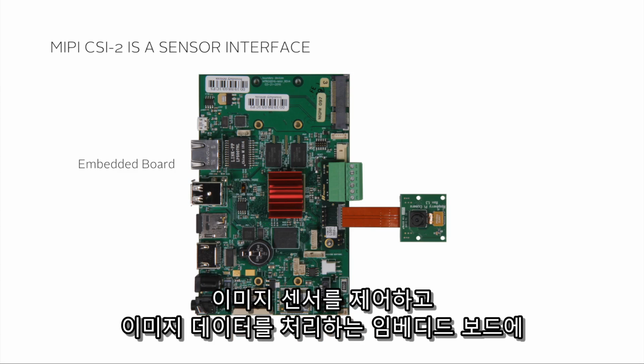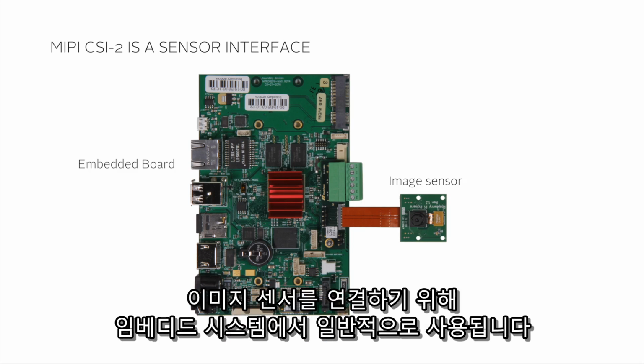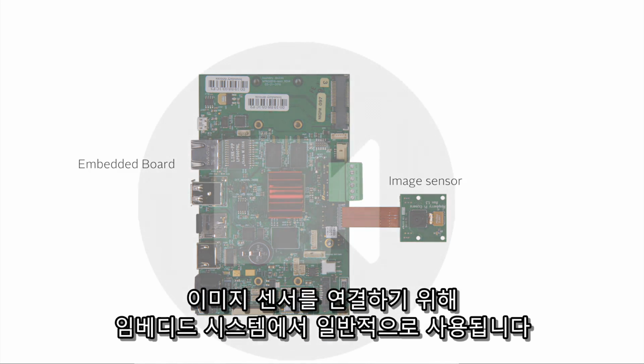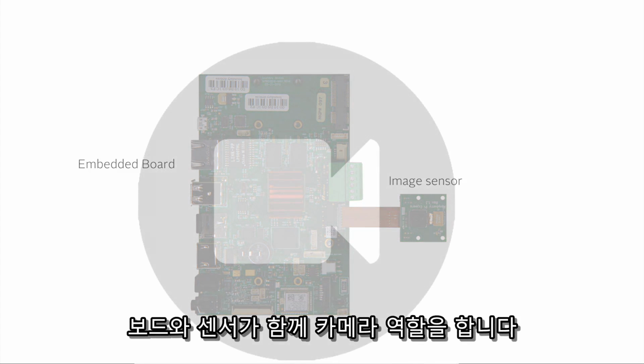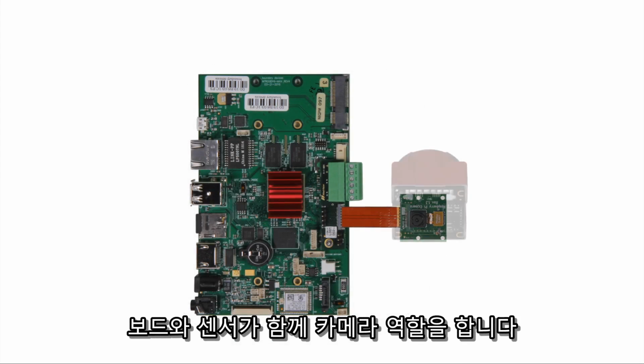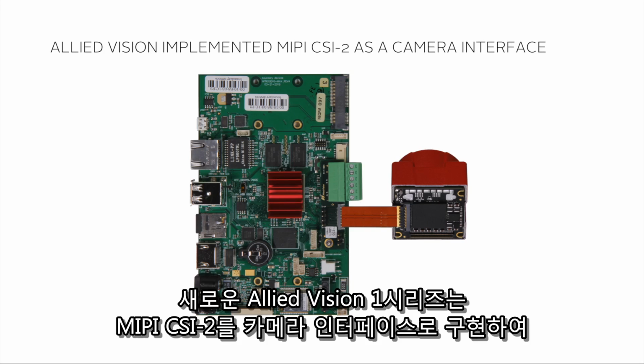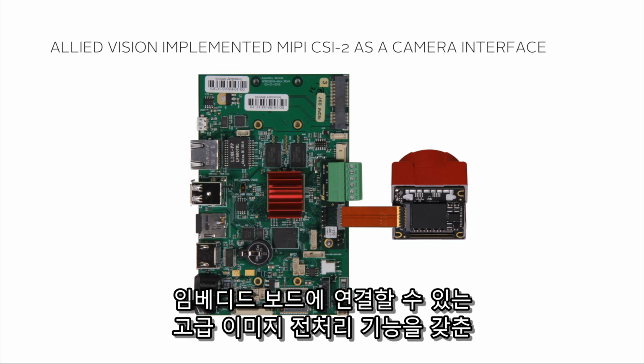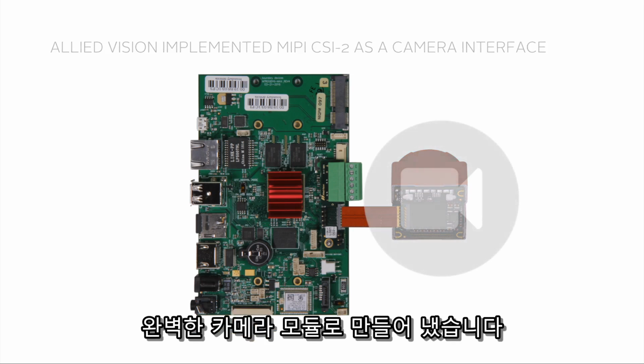It is commonly used in embedded systems to connect an image sensor to an embedded board that controls it and processes the image data. The board and the sensor together act as a camera. With the new Allied Vision 1 product line, Allied Vision implemented MIPI CSI2 as a camera interface, creating a complete camera module with advanced image pre-processing capabilities that can be connected to an embedded board via a MIPI CSI2 interface.